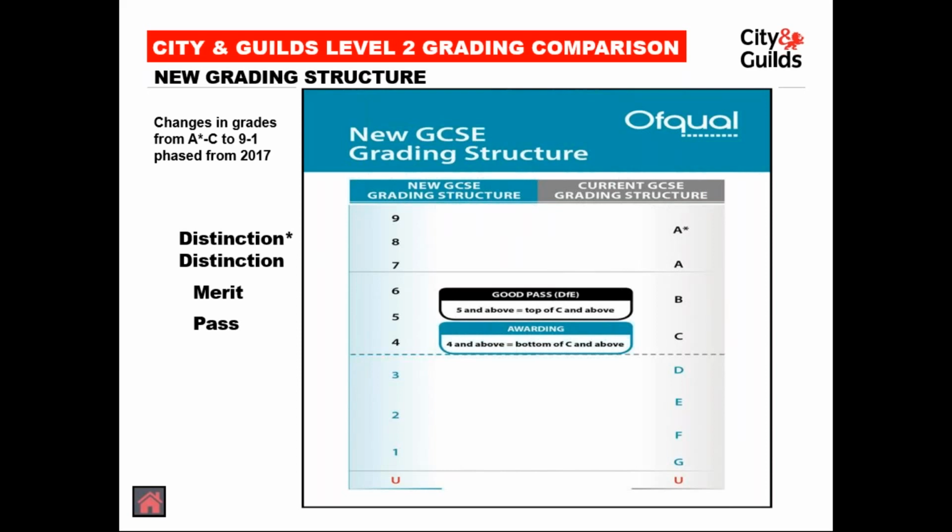So our distinction star is going to be aligned between an 8 and an 8.5. Our distinction will be the equivalency points wise as a 7. Our merit will be a 6. And our pass will be between a 4 and a 5, depending on Ofqual decisions, which can change. They can change from year to year.